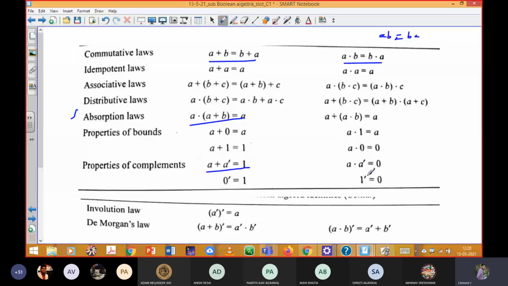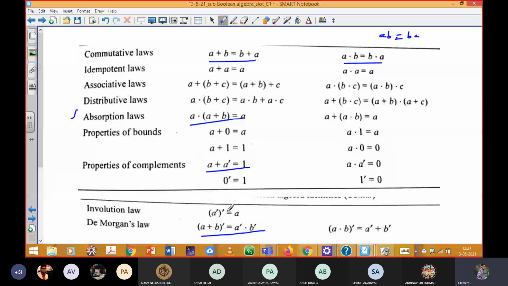1 dash means 0. So De Morgan's law means just you bring the complement inside the bracket, that time A dash plus will be changed as dot. That means plus will be changed as star. If there is star means star will be changed as plus. That's it. So you can just simply bring the dash complement inside the bracket. This law is called De Morgan's law. This is negation law, or you can call it like an involution law.